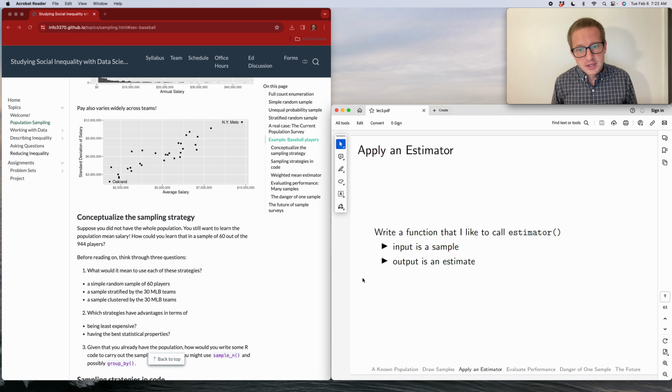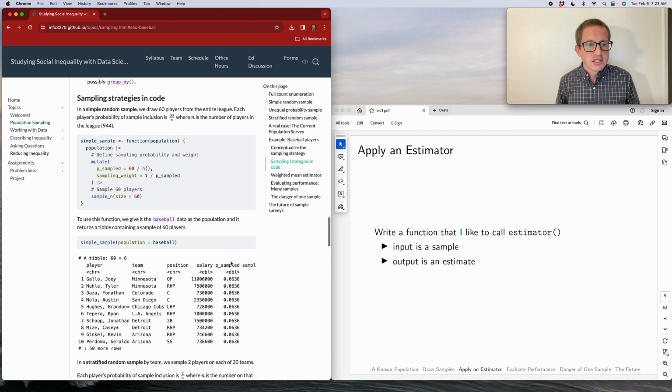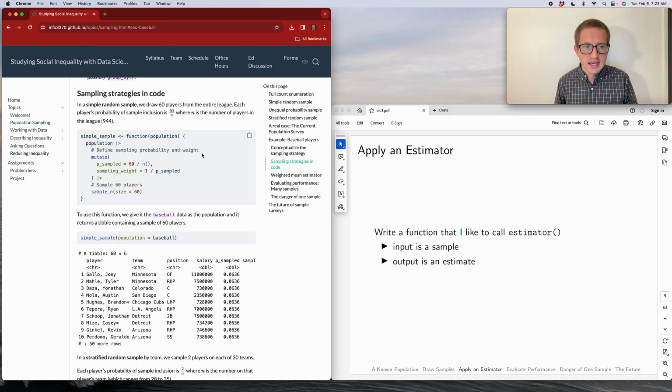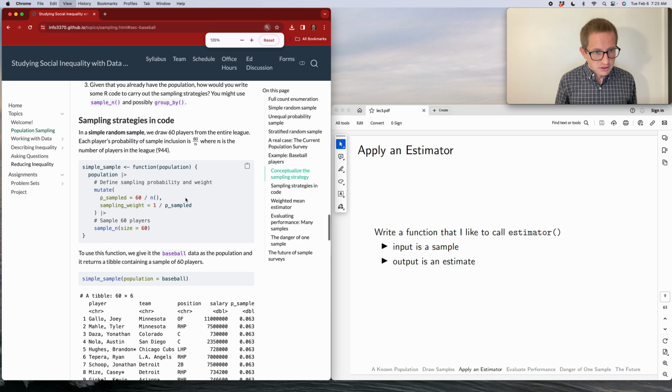Okay, so how would we apply an estimator to these samples? I first want to talk on the course website about how we might draw some samples from the population ourselves, and then we'll talk about how we could apply an estimator to those samples. So in code, what would it look like to take that simple random sample? I'm going to make this a little larger, actually.